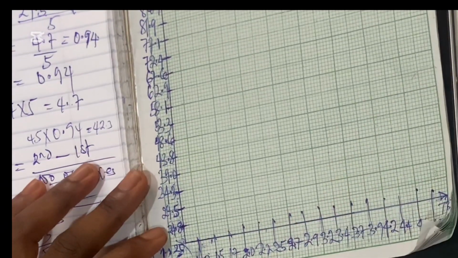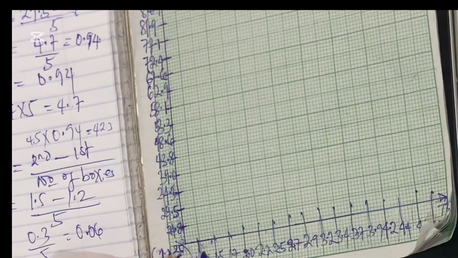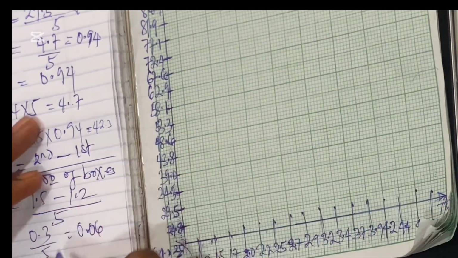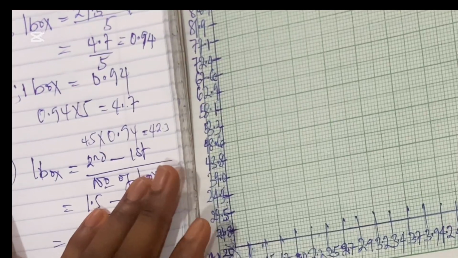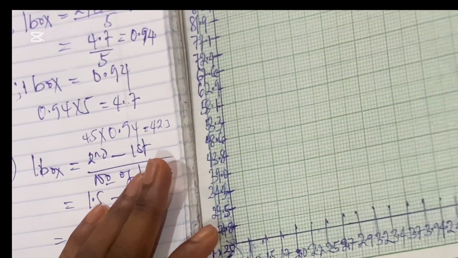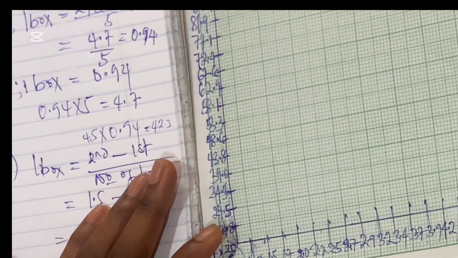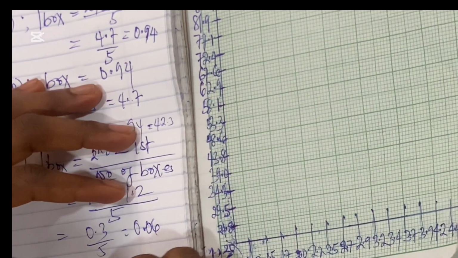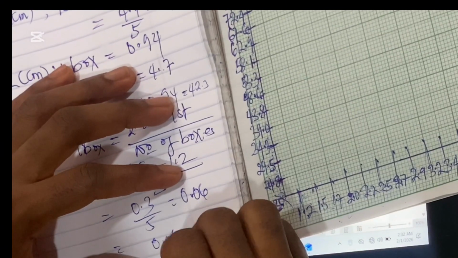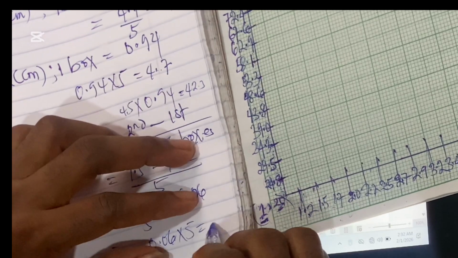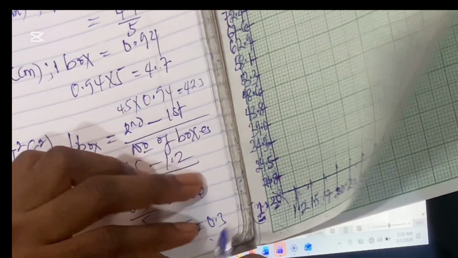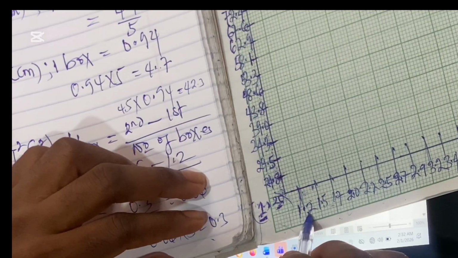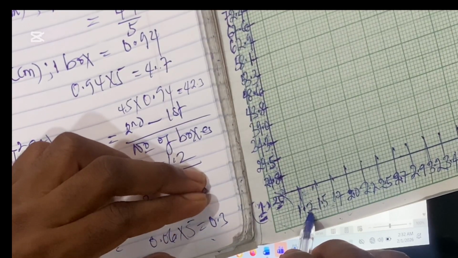So class, each of these bars here is 0.06. Let's confirm if that is true. From here, this is 5, so 0.06 times 5. Let's multiply this. 0.06 multiplied by 5, the answer is 0.3. 0.3 plus this here will give us 1.2, or approximately 1.2.